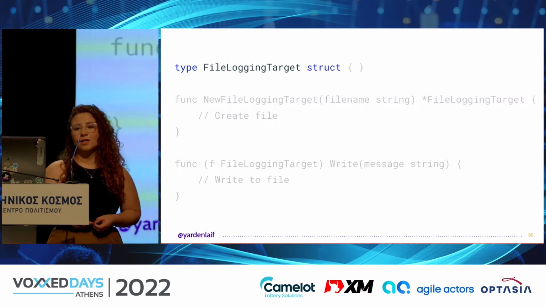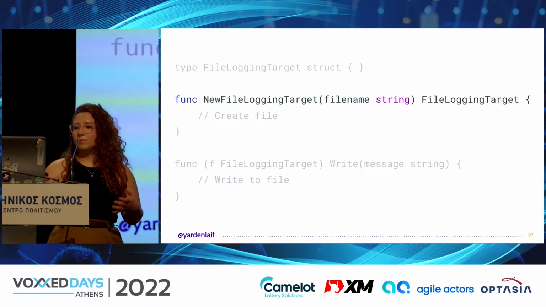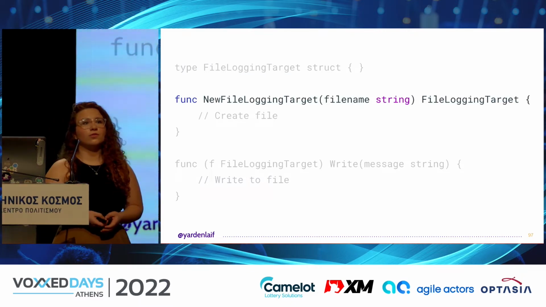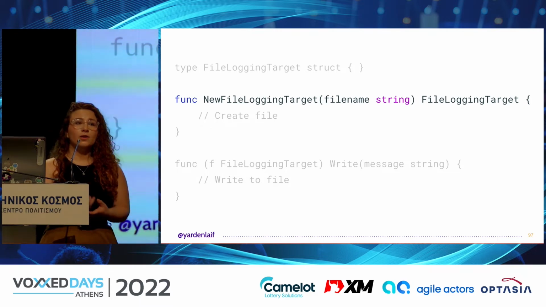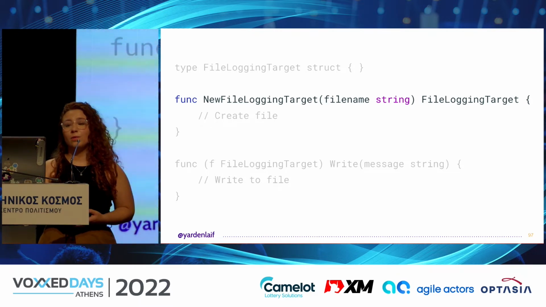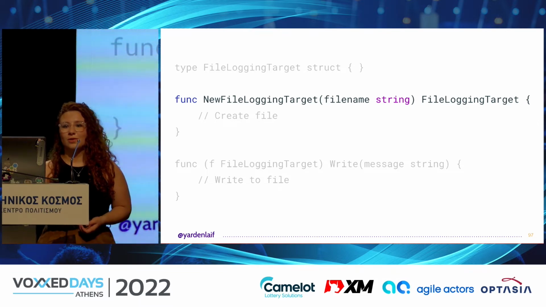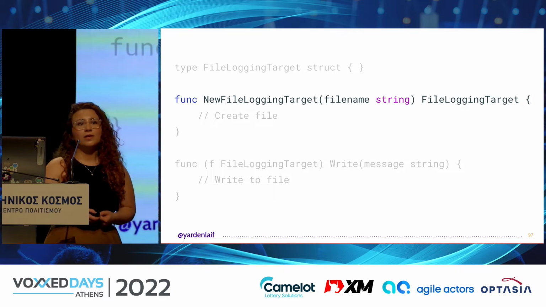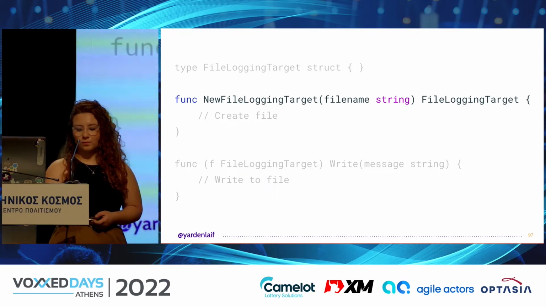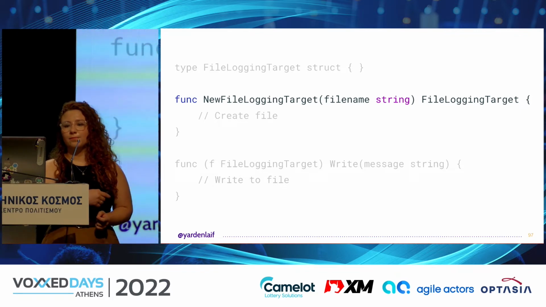I can create a file logging target. In this case, I did want more control over how I created it. So in Java, you have constructors, right? Well, in Go, those don't exist. But what we usually do is just create a constructor ourselves. So in this case, I'm creating new file logging target. And I kind of expect everyone that uses file logging target to create them using this file. So now I control how the file logging target is created.